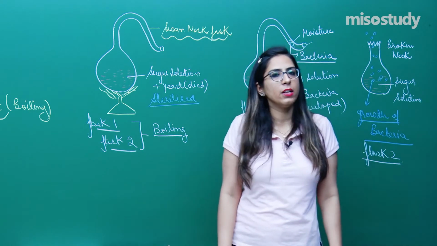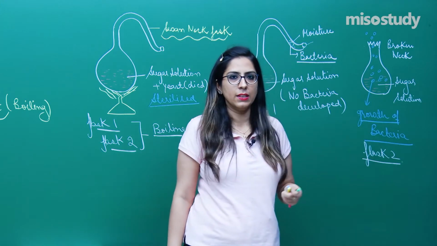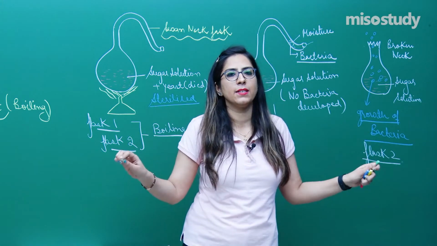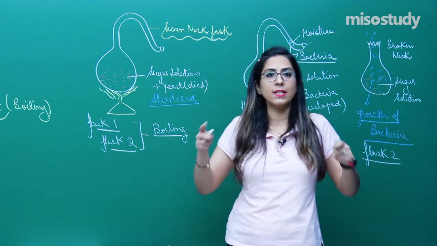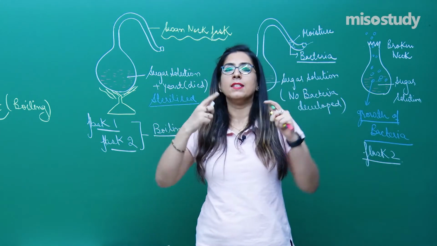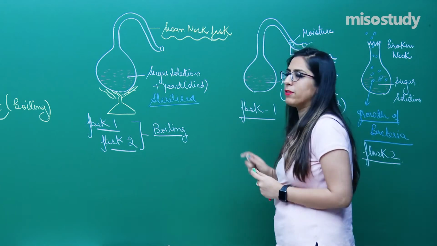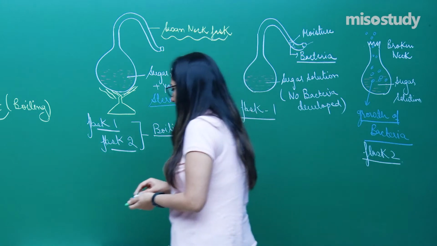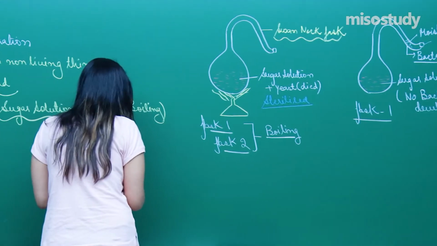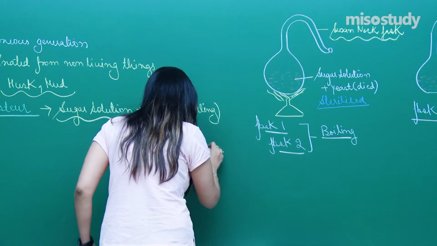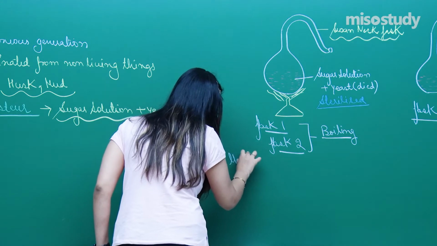This allowed the entry of spores. Spores entered, that means growth of bacteria was seen. That clearly means life doesn't arise from non-living things. Instead, a living thing is present in the atmosphere, which entered, and life arises from another life. And this experiment of Louis Pasteur is also called the germ theory. You must have heard of the germ theory.